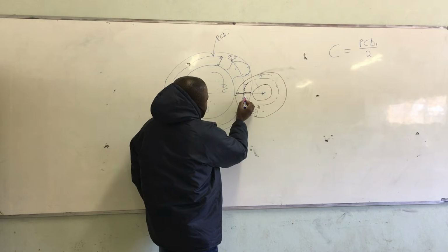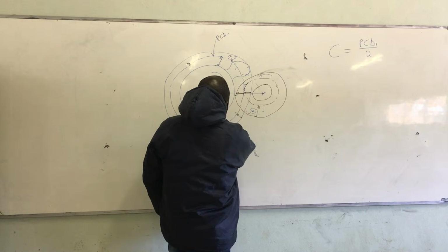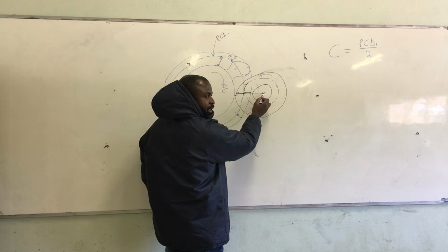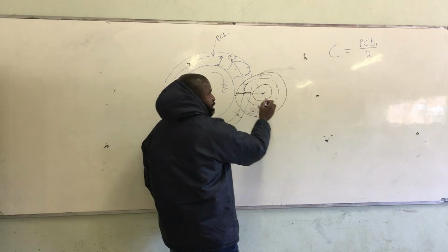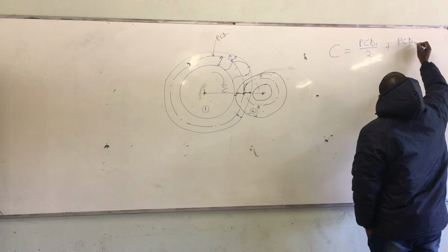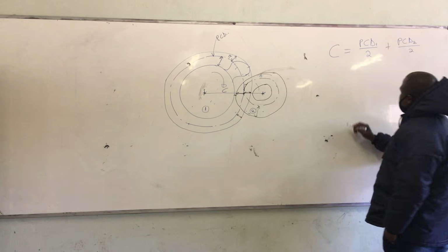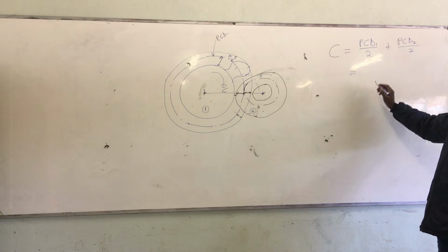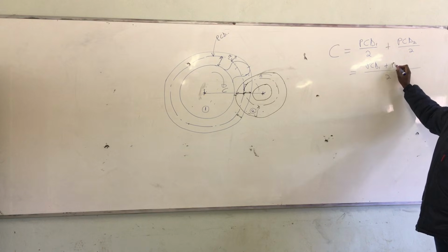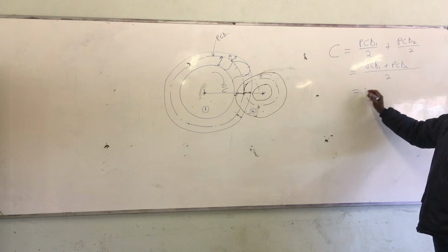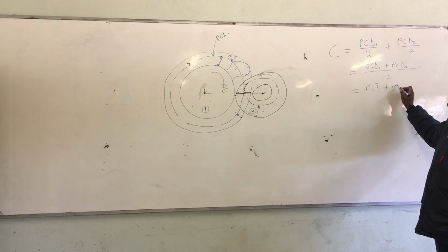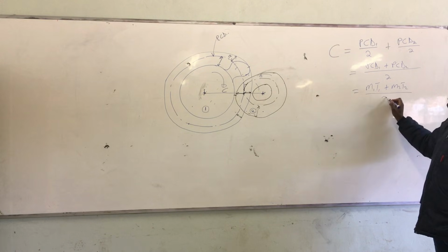Then you also add from here to there, which is the PCD for the smaller one over 2, plus PCD of gear number 2 divided by 2. This is the same as PCD for gear number 1 plus PCD for gear number 2. And this one we already said is M1 T1, right? Yes. Plus M2 T2 over 2.